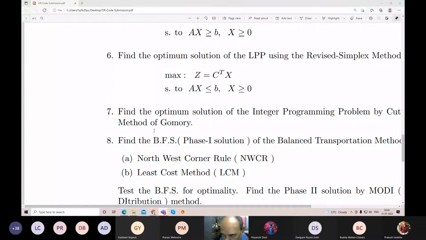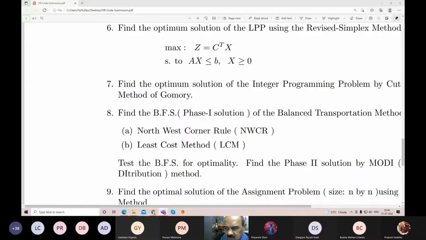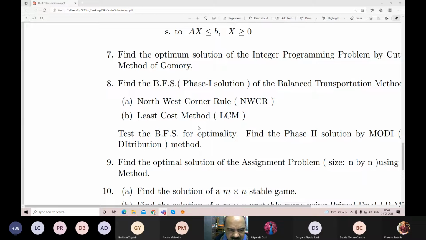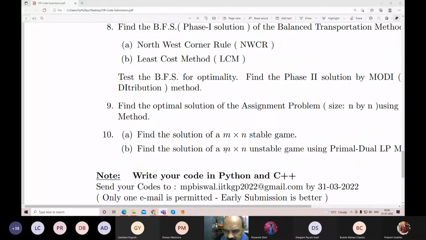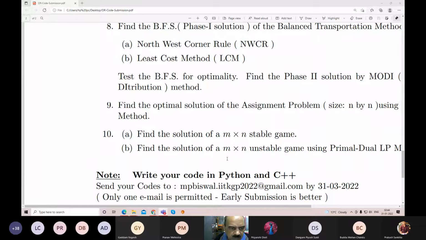We will discuss two methods. One is the Gomory cutting plane method. Another is branch and bound. You will write code for the Gomory cutting plane, but branch and bound methods are a little tedious, so you will not be able to. Number 7 we'll discuss. Then 8 is about the transportation problem. We'll discuss. 9 is about the assignment problem. And 10 is about game theory. So very clearly everything is mentioned.